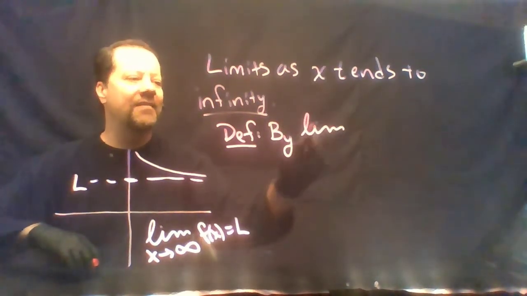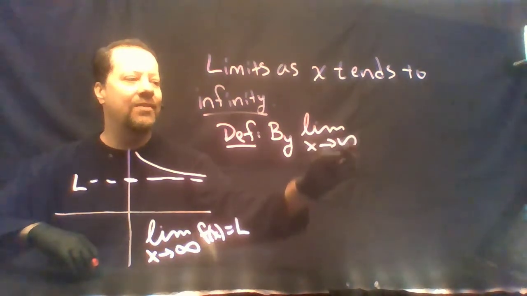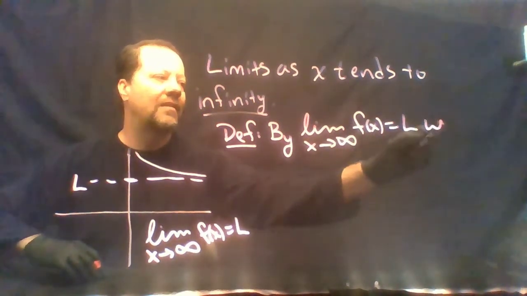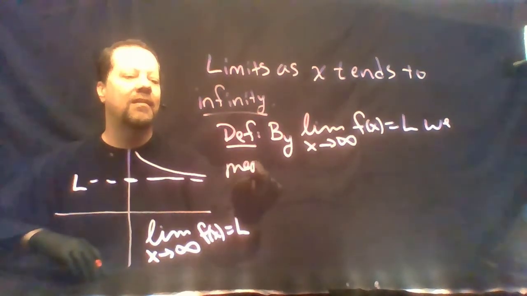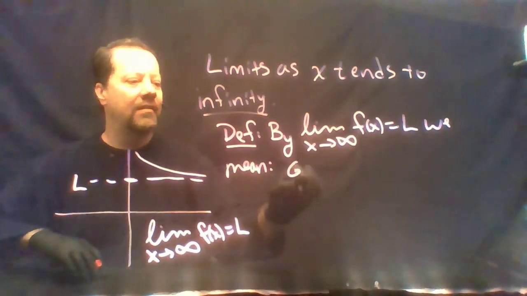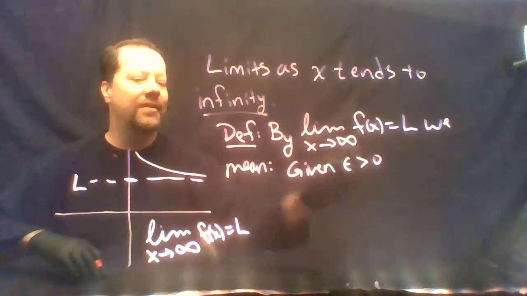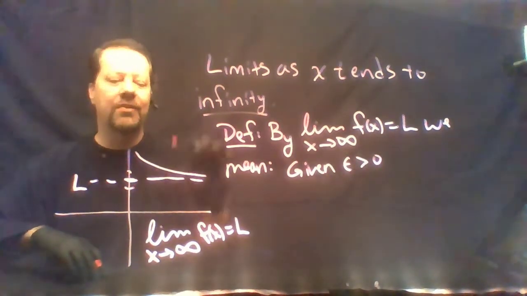By the limit as x tends to infinity of f of x equals L, we mean: given epsilon greater than 0, we'll choose some measure of closeness in the range.